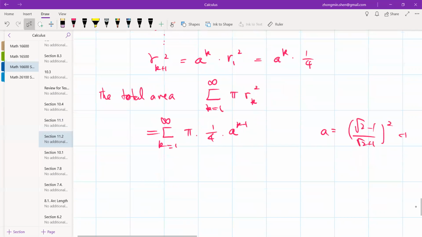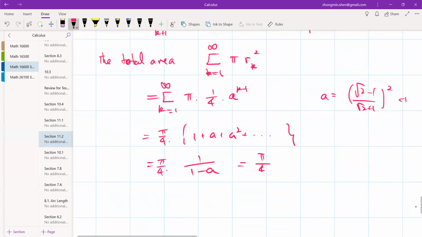So now, take a pi over 4 out, what do you get? You get 1 plus A plus A square, and that's a geometric series, okay? So that's going to be pi over 4 times 1 over 1 minus A. It is interesting to see that the total area of those circles is given by this formula. So this is where you get the geometric series, right?